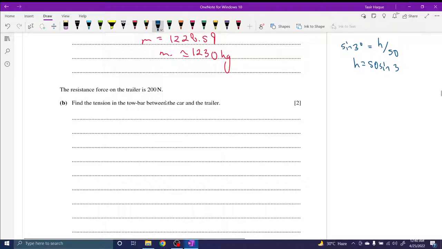The resistance of the trailer is 200 newtons. Find the tension in the tow bar between the car and the trailer. Okay. So let's look at this scenario. This is the car and this is the trailer. They're moving down. So you can do the sum in two ways. Let's consider the car at first. What are the forces acting on the car? It has a component of weight down, right?